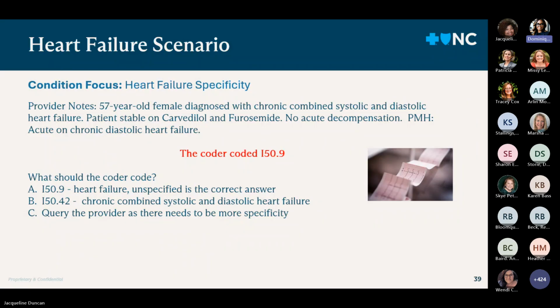A, I50.9, heart failure, unspecified, is the correct answer. B, I50.42, chronic combined systolic and diastolic heart failure. Or C, query the provider as there needs to be more specificity. Please put your answer in the chat. Okay, I see some answers coming in.